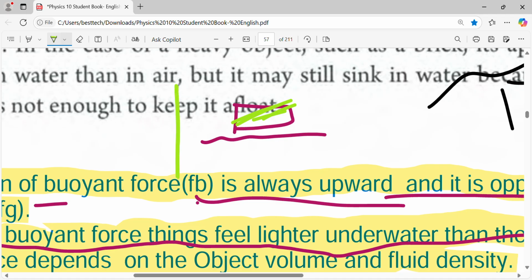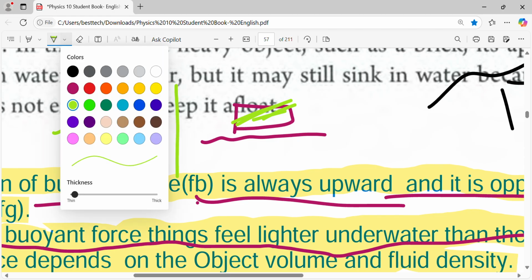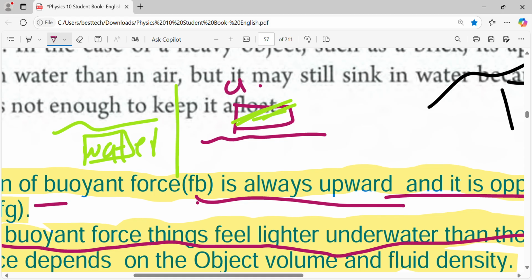What if we have the same picture, but now the object sinks under the water? Do we have a difference between their weights? Of course we have a difference. This object is under the water, but that one is outside the water, in the air. We have a difference between their weights.